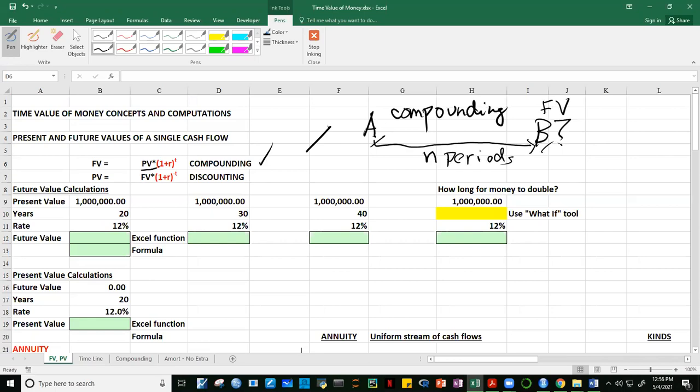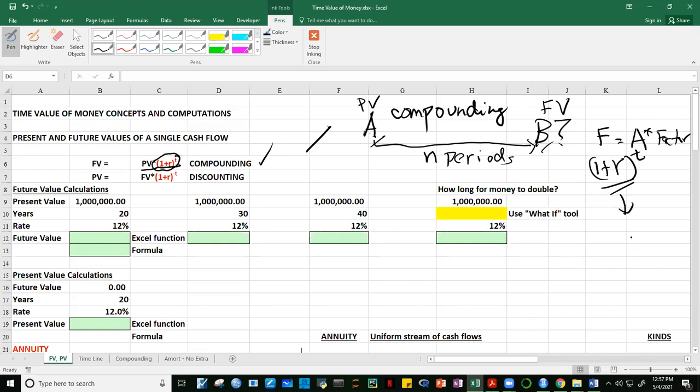And you have learned before that the formula for compounding is simply PV, which is the present value. In this case, A is your present value, and you'd like to know what's your B, your future value. The formula to get F, your future value, is to take your A, your present value, and multiply it by a certain factor, and the factor is given by this expression: 1 plus R raised to the power T.